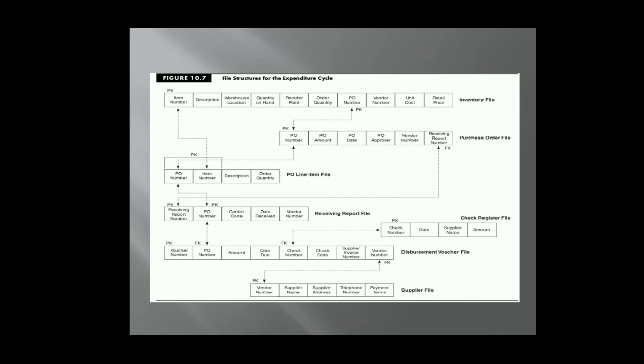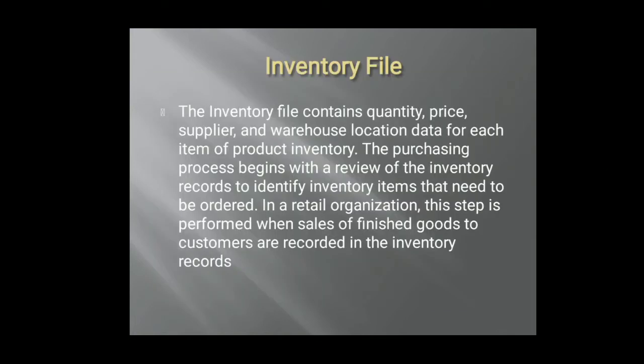We will be discussing the file structure for the expenditure cycle, which includes the inventory file, purchase order file, PO line item file, receiving report file, check register file, disbursement voucher file, and supplier file. So let me discuss the inventory file. The inventory file contains quantity, price, supplier, and warehouse location data for each item of product inventory.